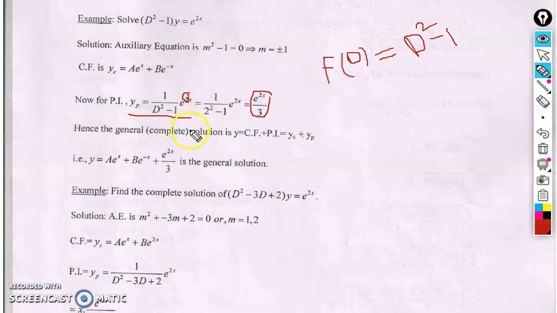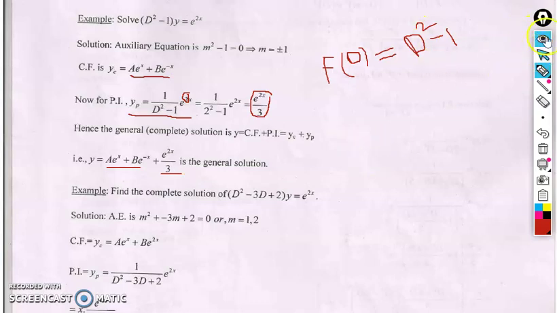The general solution is y equals yc plus yp, where yc represents the complementary function and yp represents the particular integral. Here the complementary function is a e to the power x plus b e to the power minus x, and the particular integral is e to the power 2x by 3. So we write the general solution with e to the power 2x by 3.